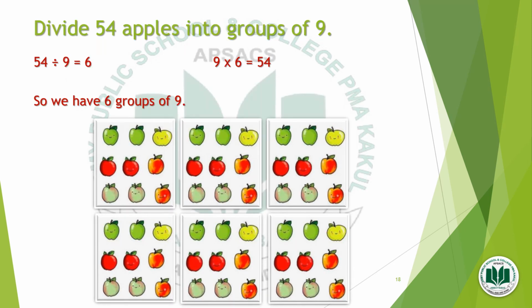Let's see. 54 divided by 9 is equal to 6 and 9 6s are 54. These are the division and multiplication facts. So we have 6 groups of 9. And in this way, we divide 54 apples into groups of 9.